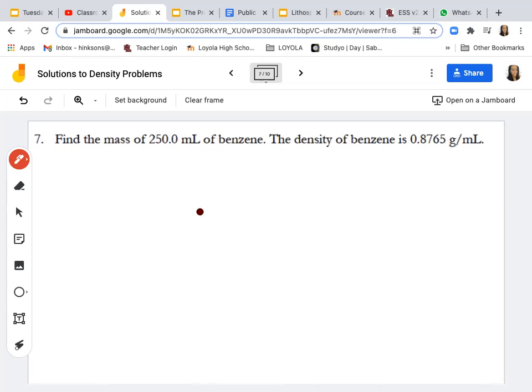All right. Number 7, find the mass of 250 mLs of benzene. The density of benzene is 0.8765 grams per milliliter. All right, Jonah, take it away. We already know it's benzene, so the density equals 0.8765. What are the units? Okay. And then I'm trying to find mass, so mass is unknown. Then the volume is 250 milliliters.